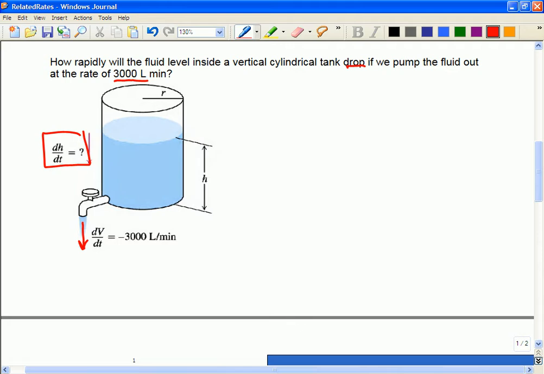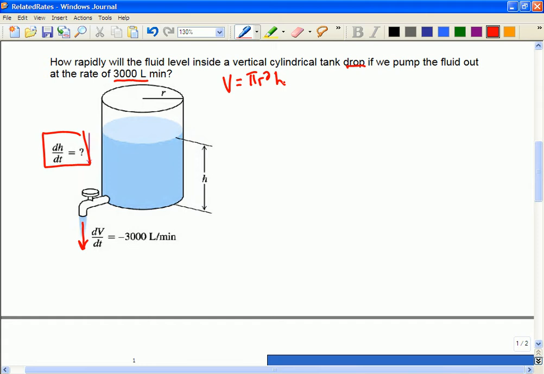So usually it's a formula of some kind. So what do you think? How could we relate volume to the height? Yes? 2 pi r h. That's not quite the volume formula.